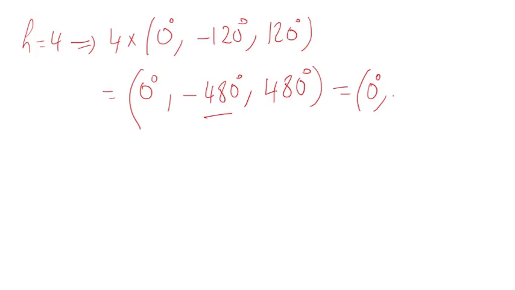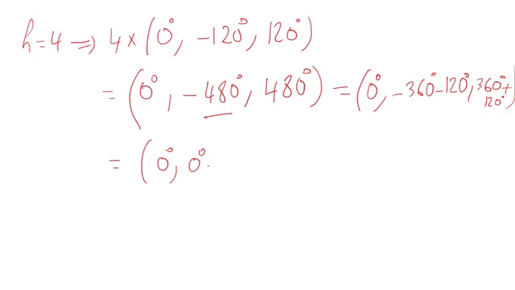This here I can write as minus 360 degrees minus 120 degrees. So it's still minus 480. 480 I can write as 360 degrees plus 120 degrees. So like I was saying, minus 360 degrees is the equivalent of 0 degrees basically.